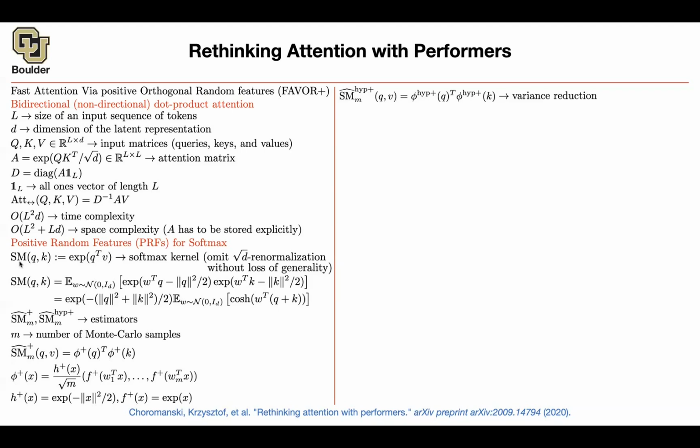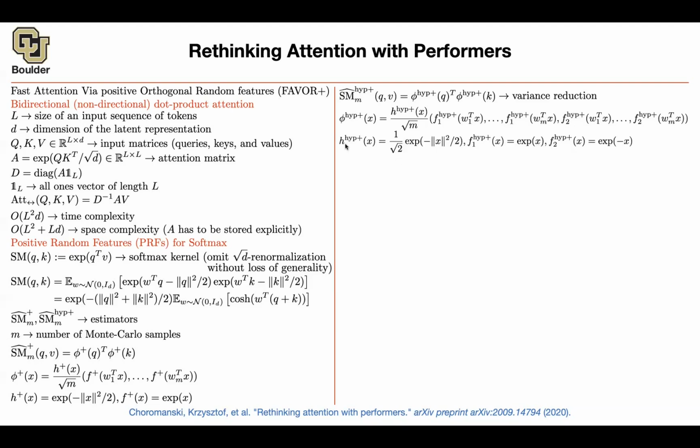Whenever you have an estimation for something, the first thing that you need to ask is, is this an unbiased estimator? The answer is yes. Do they have a high variance, those estimators? The first one has a higher variance compared to the second one, using the cosine hyperbolic. For that one, you need to sample twice more W's.